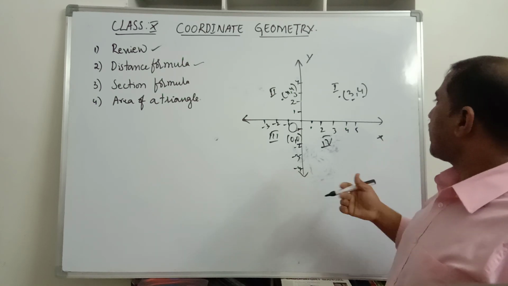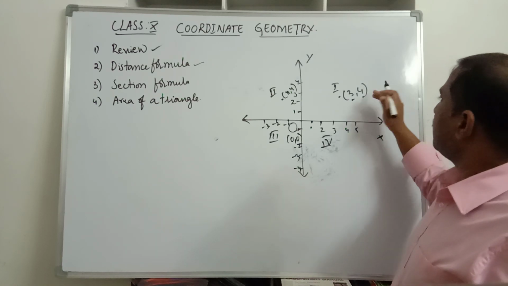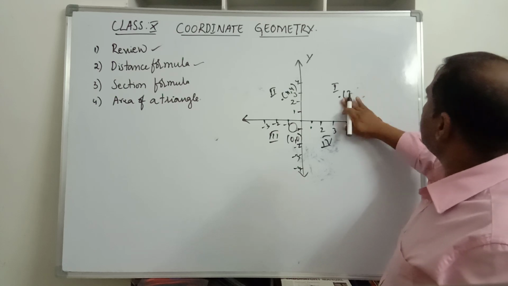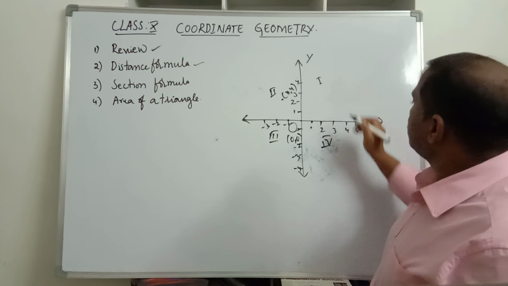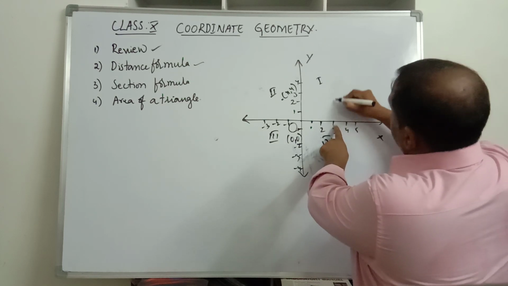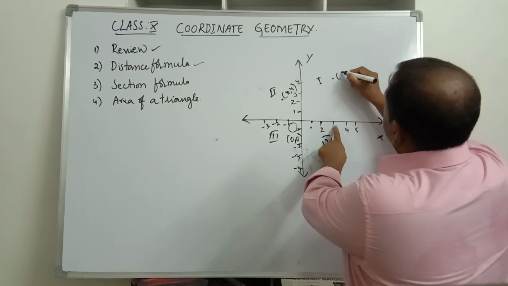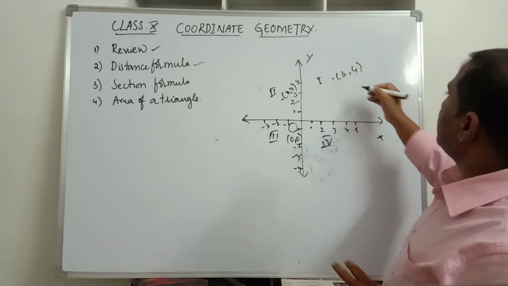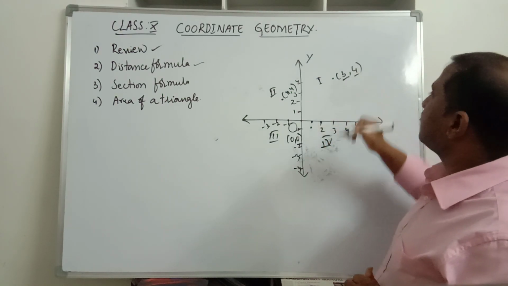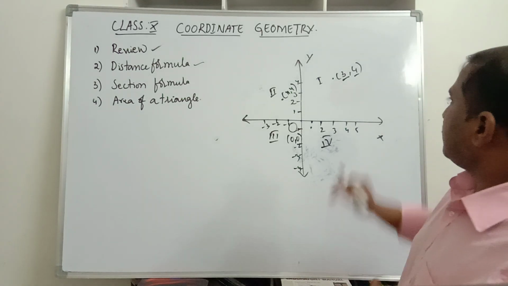If you want to locate the point 3, 4, where can we locate it? It is in the first quadrant. 3, 4 means x is 3 and y is 4. So what does the 3 say and what does the 4 say?